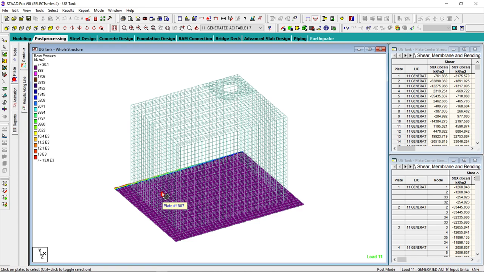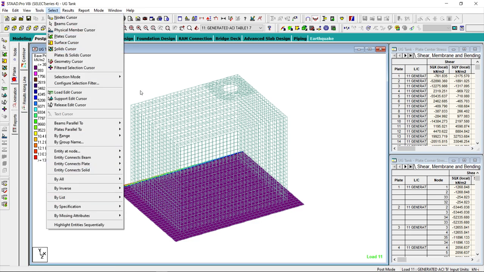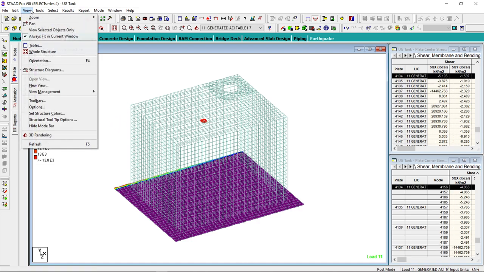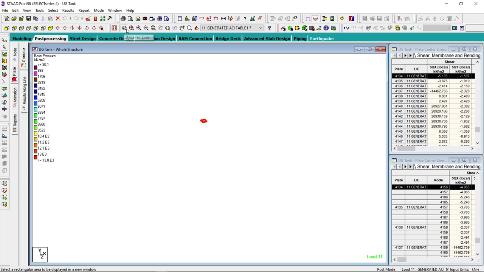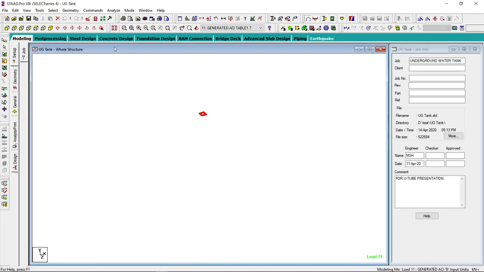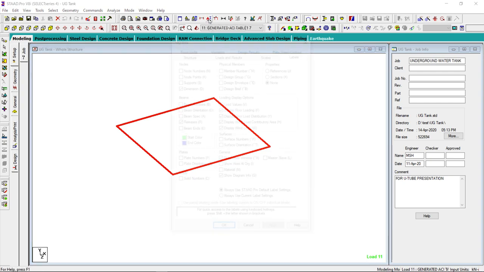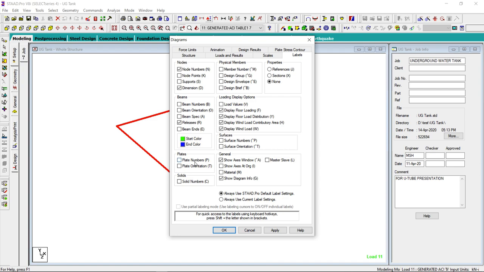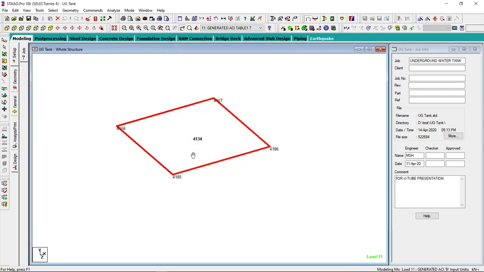One more thing which I wanted to show over here. Say for example, let's select any element from the top. Okay. Let us view selected only. Let's go to modeling. Let's put the node number and the plate number on. So this is our plate number 434.